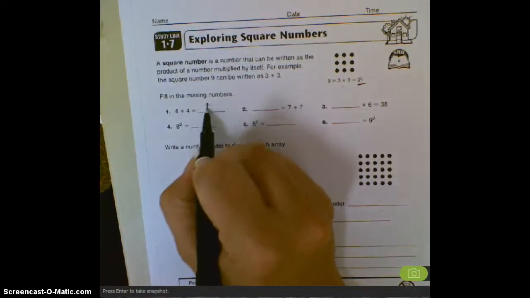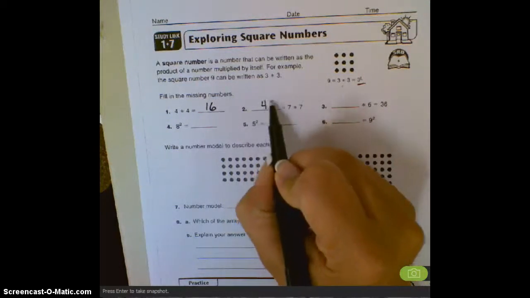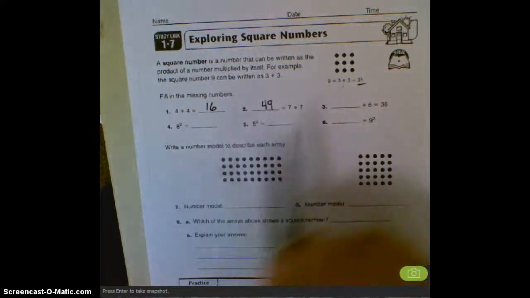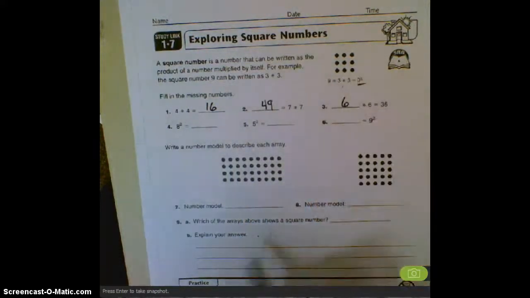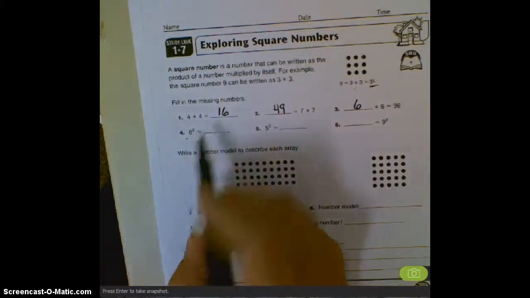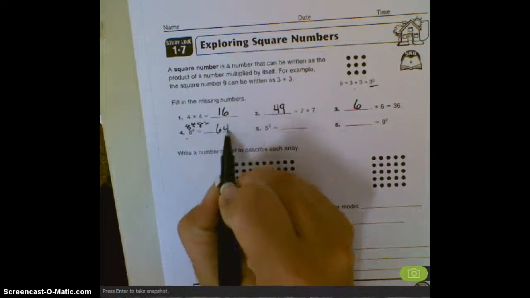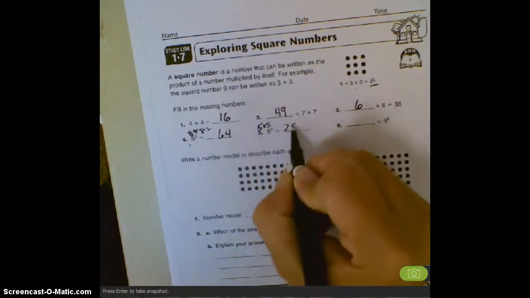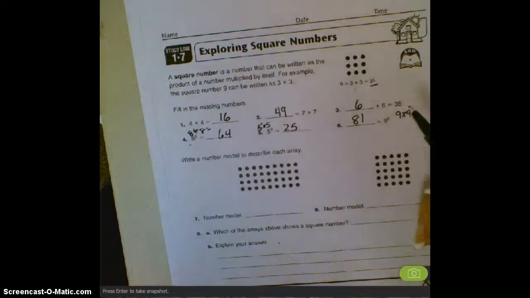4 times 4 we know is 16. 7 times 7 equals 49, and we would read this, what equals 7 times 7? What times 6 equals 36, and if it's a square number, that one must be 6. 8 squared, that's the same now as 8 times 8, and that would equal 64. 5 squared, remember that's the same as 5 times 5, and that will equal 25. And 9 squared, what equals 9 squared? That's the same as 9 times 9, so this one would be 81.